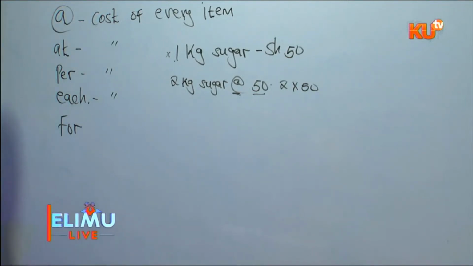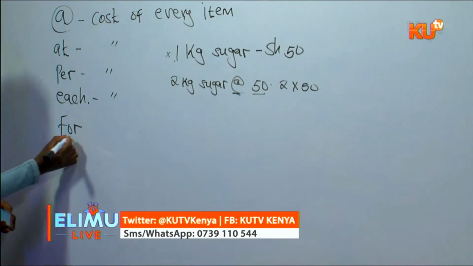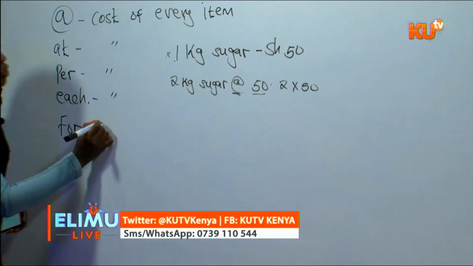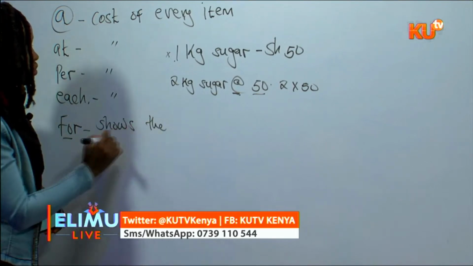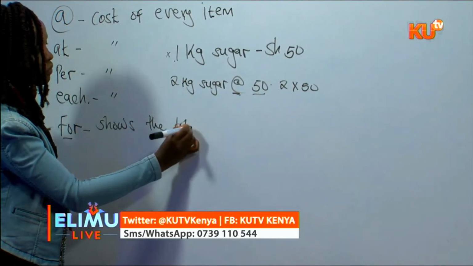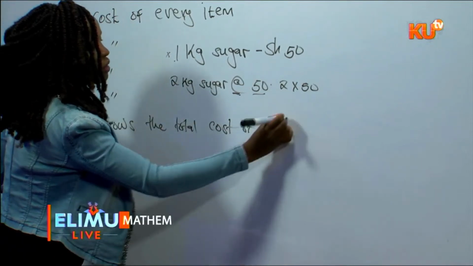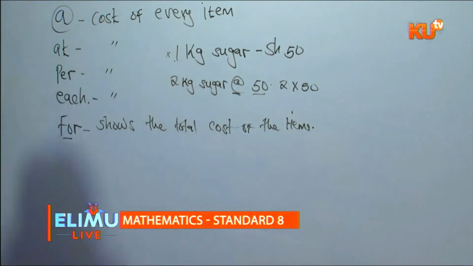And for you to get the total cost of all those items, you are required to multiply. Then we have another sign that they use. We have the word for. For shows the total cost. This one shows the total cost of the items. So that means you're not required to multiply, you're not required to calculate. They have already given you the cost of all the items.